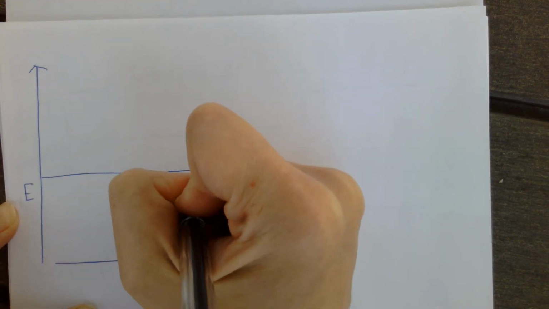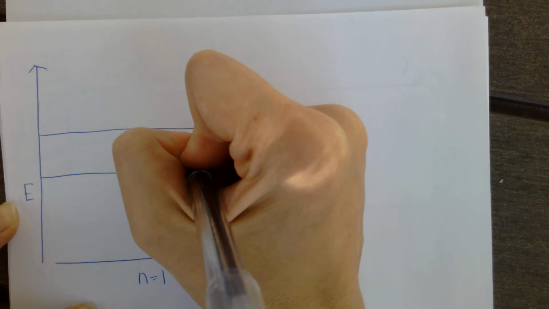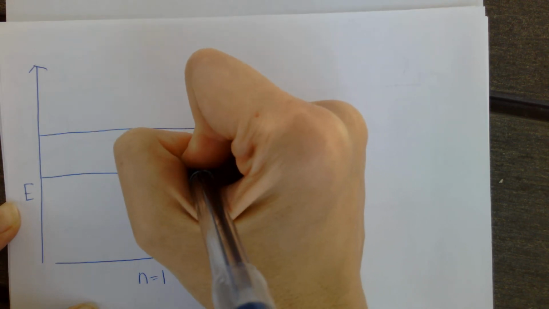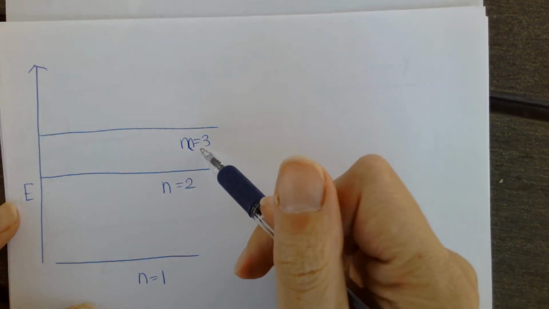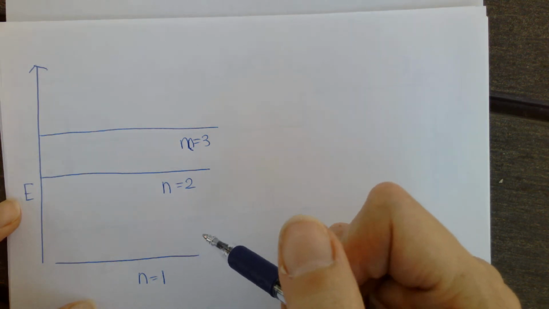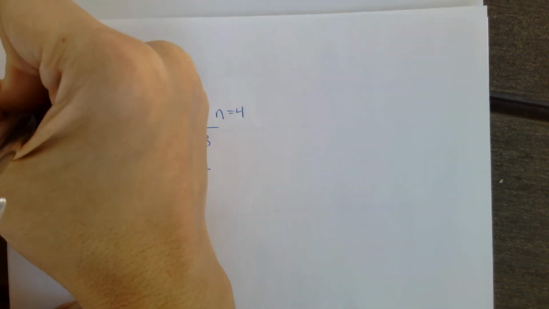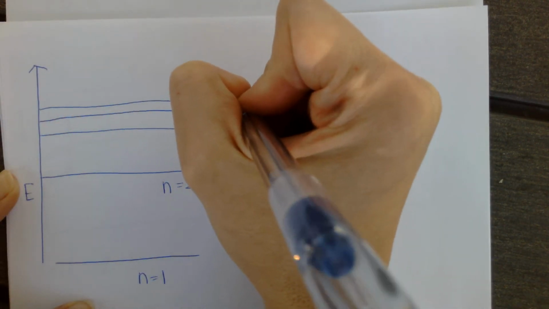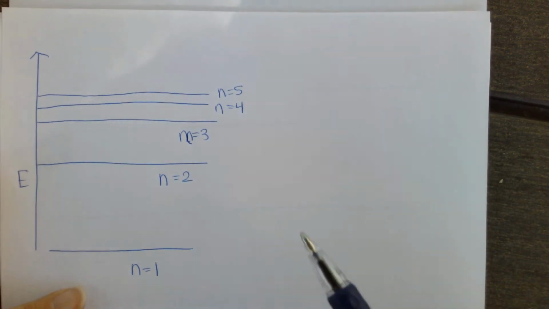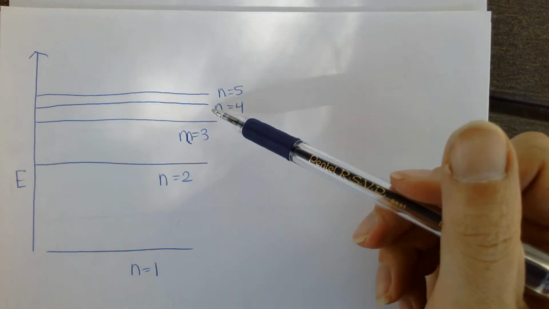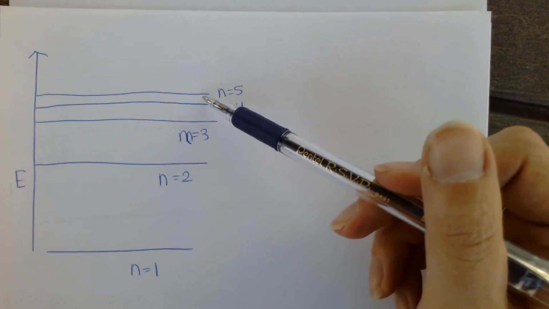Recall from chapter 6, we had energy, and we had n equals 1, and then a pretty large gap to give us n equals 2, and then n equals 3. N equals 3 was a lot closer to n equals 2 than n equals 1 was to n equals 2, and as we move away, we get closer, and so on and so forth. So our distance between shells is getting a lot closer.